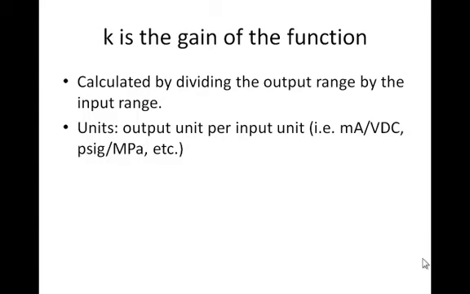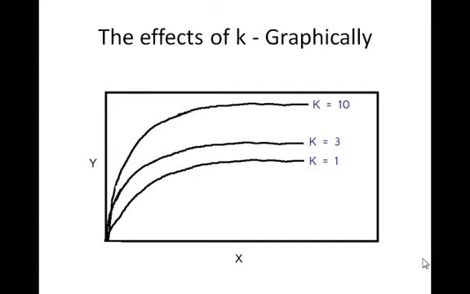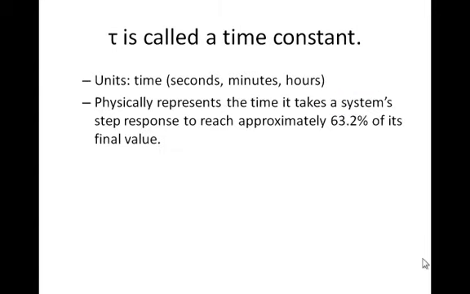I have some listed, as such. They're going to change with whatever kind of system you're using. The effects of K graphically: as K increases, your plateau is going to be at a higher level. Not the same slope, but they increase about the same way. They just plateau at a higher value.